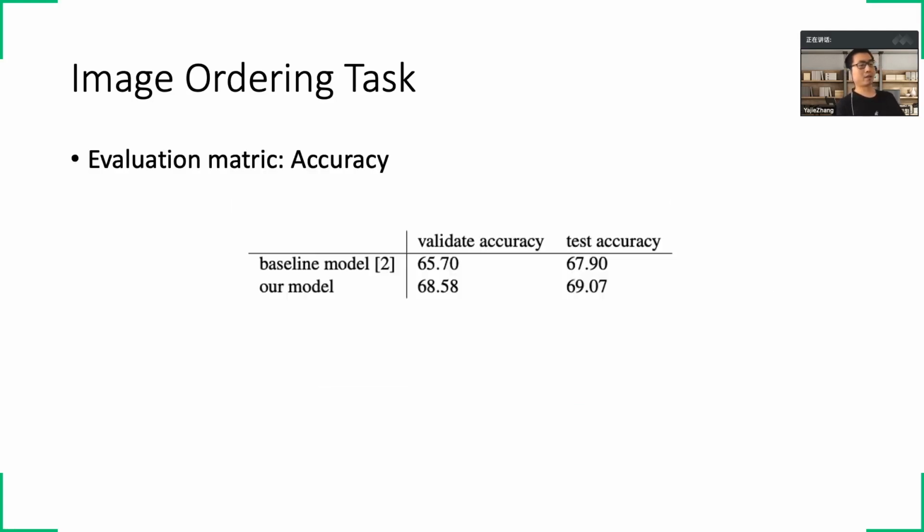For this task, the evaluation metric is accuracy. This table shows the validation accuracy and test accuracy of the baseline model and our model. The baseline model is the image pairwise comparison model, which is described in the YouMakeup baseline paper. The baseline model is just like our model, but without the text branch. And this table shows that the text branch is certainly helpful for this task.